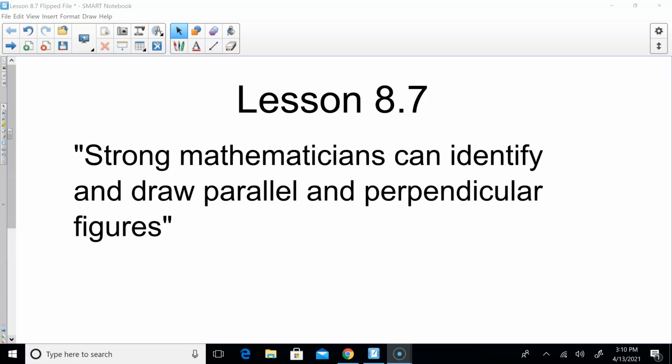Welcome, class, to Lesson 8-7. Today, strong mathematicians can identify and draw parallel and perpendicular figures. You can take out your notebook, your pencil, write down today's date, the name of the lesson, and we'll begin.